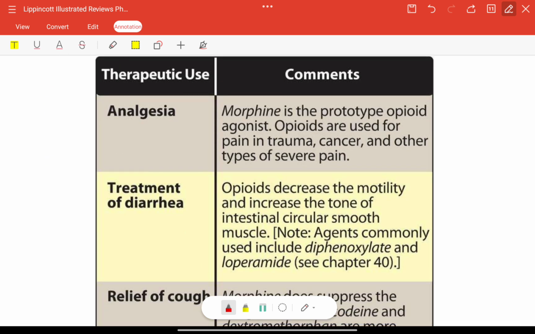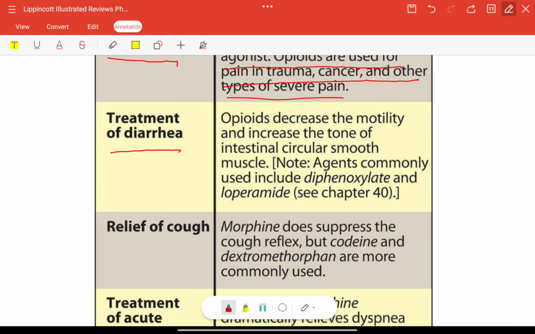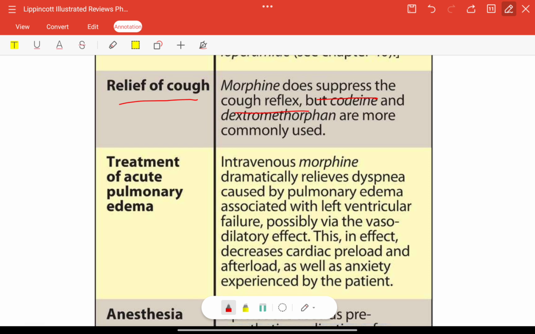Now you can see here the therapeutic uses of morphine are analgesia and treatment of diarrhea. Morphine is a prototype agonist. Opioids are used for brain trauma, cancer, and other types of severe pain. Opioids will decrease the motility and increase the tone of the smooth muscles. Cough: morphine suppresses the cough reflex, but codeine and dextromethorphan are more commonly used.